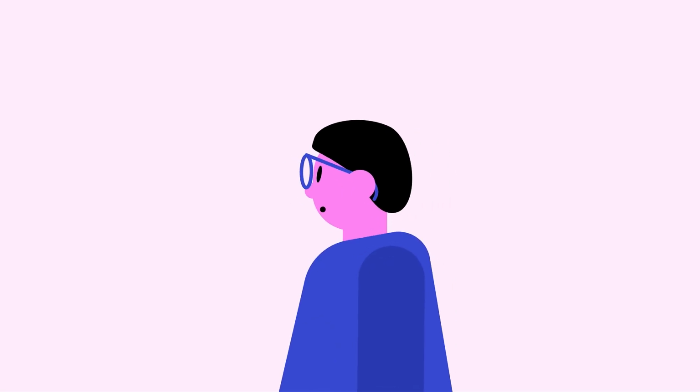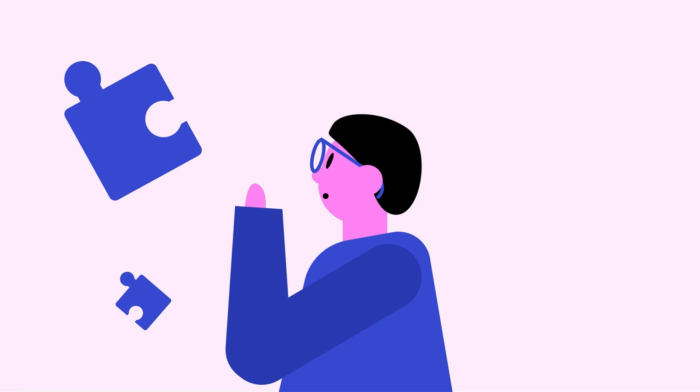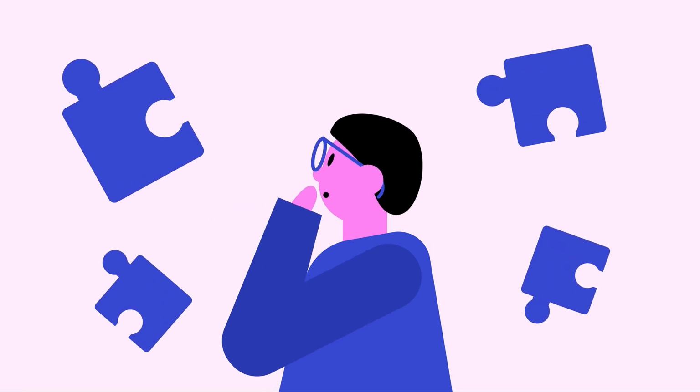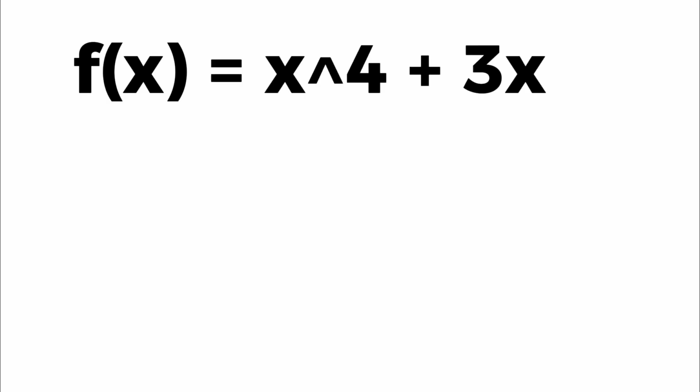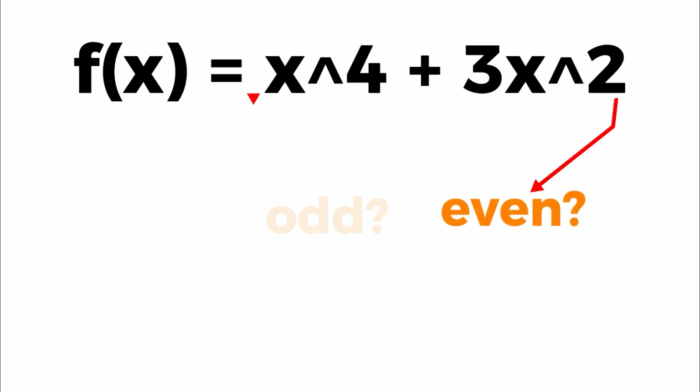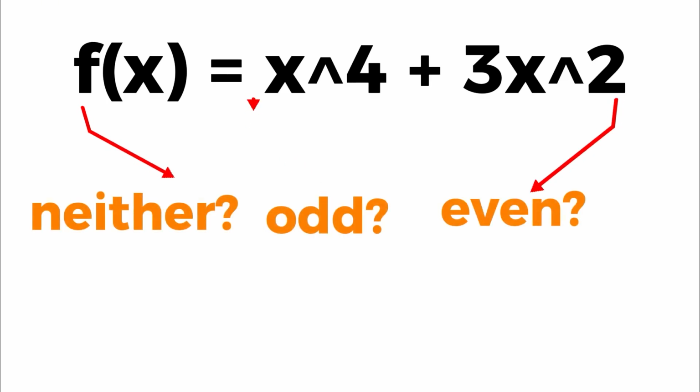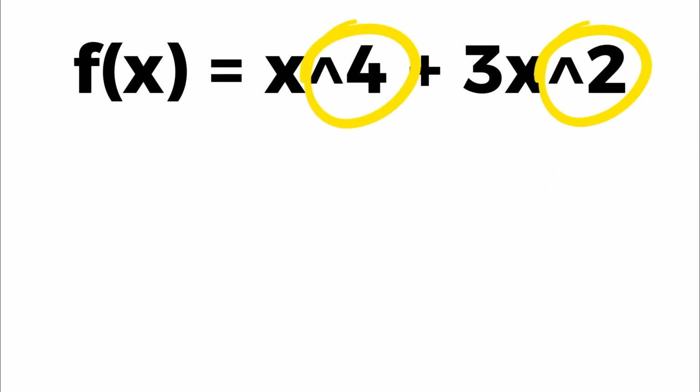But until you solve the problem and see an example of it, you still cannot say whether you fully understand it or not. Let's start with this example. Suppose f of x is equal to x to the power of 4 plus 3x to the power of 2. What do you think this function is? Even, odd, or neither? The easy and quick way is to look at the powers.